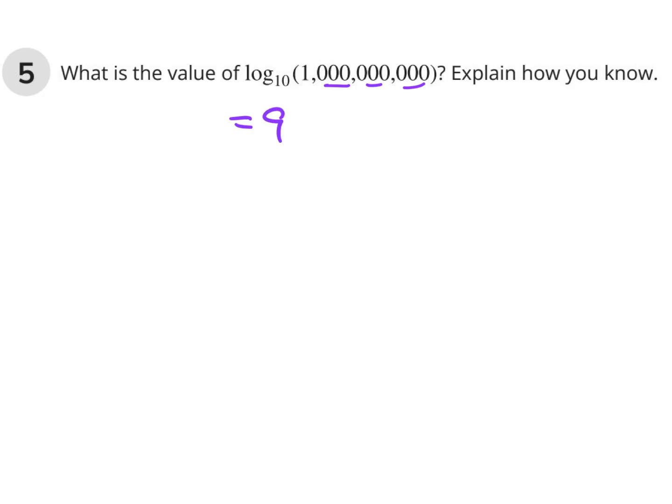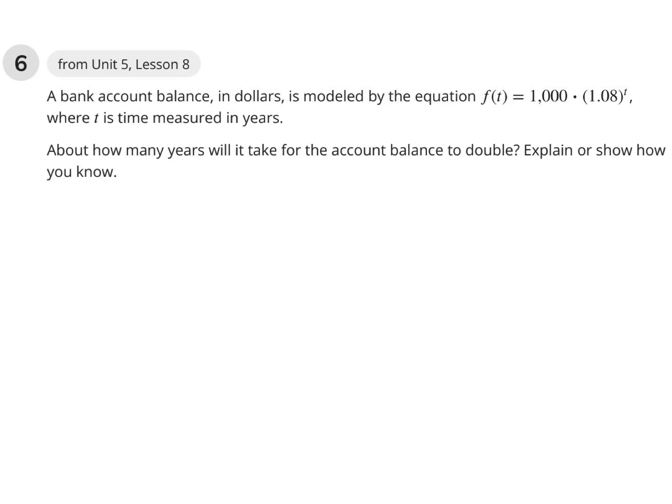Equals 9. It starts with a 1. Starts with a 1, just count the number of zeros. Okay, a bank account balance, and you can read the rest. How many years will it take for the account balance to double?